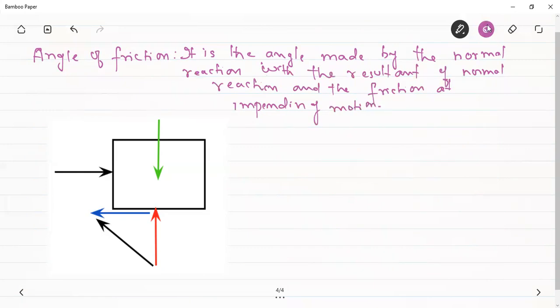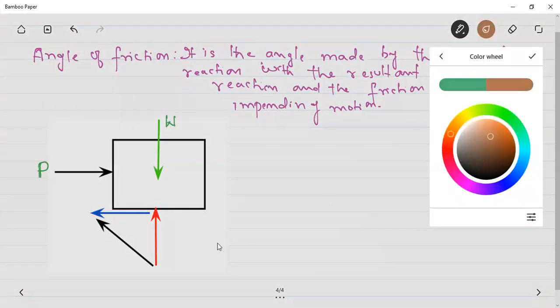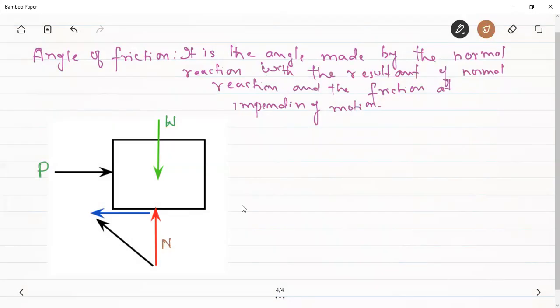So if this is a block, there is a force P which is applied to this block. This is the weight of the block. This will be the normal reaction of the block, and this is the friction force shown by the blue color. Then this is the resultant of the normal force and the friction force. You can see that this arrow shown by the black color here is the resultant of the friction force and the normal force. And what does this resultant make with the normal reaction? That is known as the angle of friction, and it is denoted by phi.